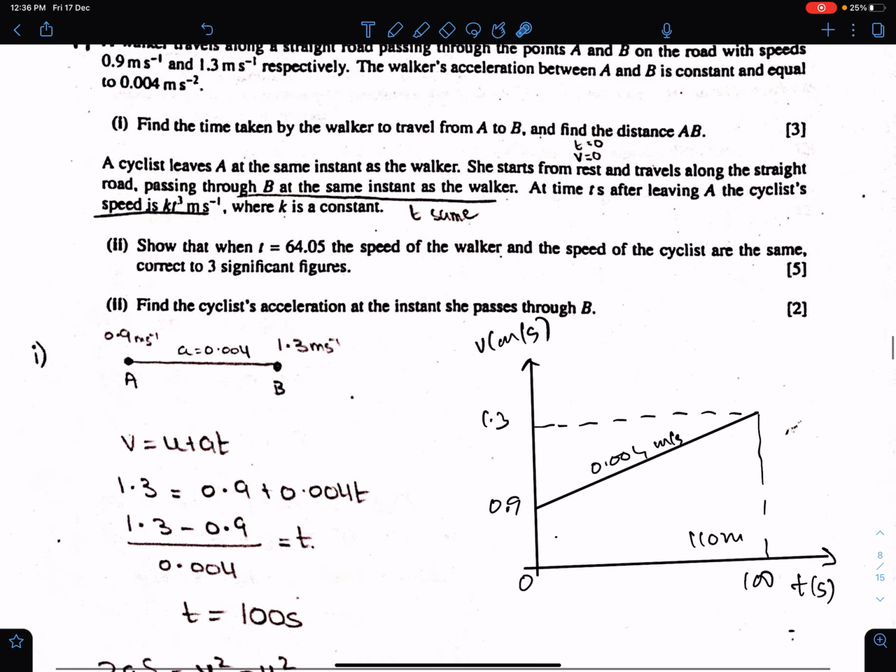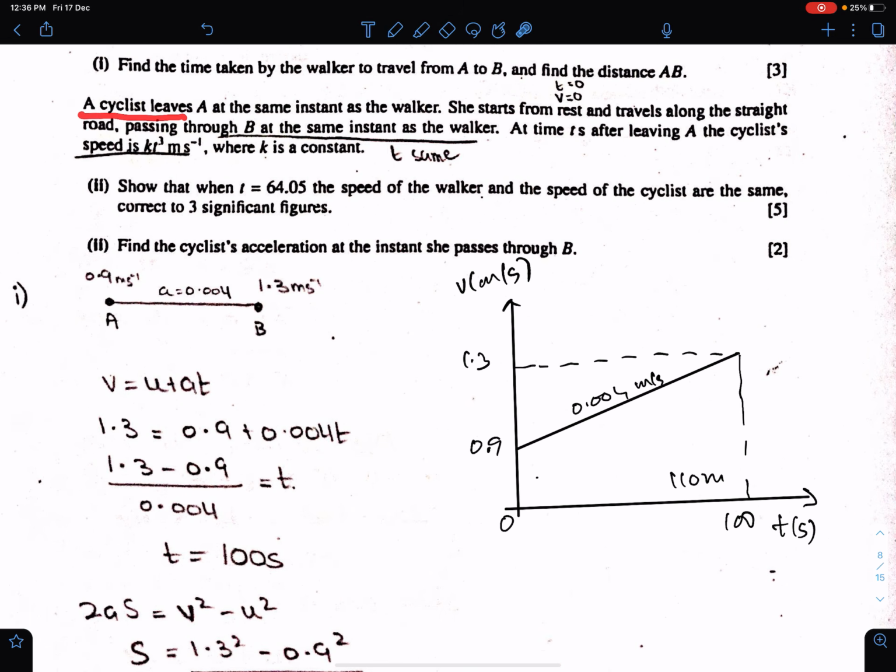Now the next part. A cyclist leaves A, same point, same instant as the walker. She starts from rest, so from this point, and travels along this straight road passing through B at the same instant, same instant meaning at t = 100, as the walker. At time t seconds after leaving A, the cyclist's speed is kt cubed, where k is constant. So this motion is graphed like this if k is positive. Show that when t is 64.05, the speed of the walker and the speed of the cyclist are the same.